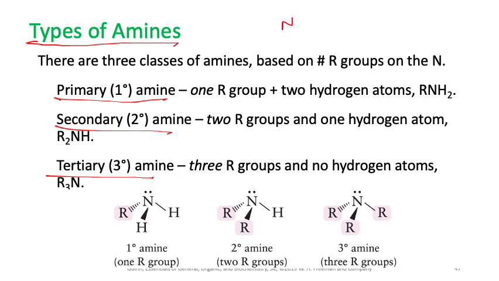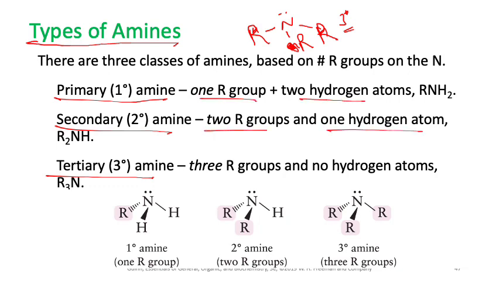This is your ammonia, NH, H, H. If one of the hydrogens is replaced by any R group, that's your primary amine. If you replace 2 hydrogens with R groups, it's a secondary amine. If you replace all 3 hydrogens with 3 R groups, it's a tertiary amine. So primary amine has 1 R group, 2 hydrogen atoms. Secondary has 2 R groups, 1 hydrogen atom. Tertiary has 3 R groups and no hydrogen atom.